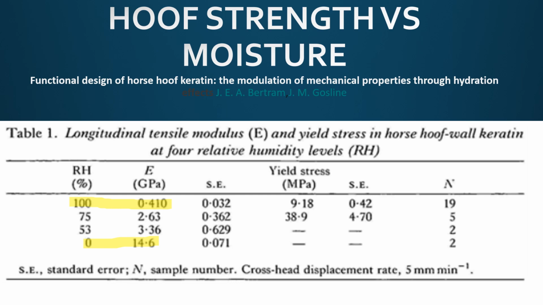In this study done in 1987, we see here RH, which is relative humidity, and E, which is tensile strength, here and here.